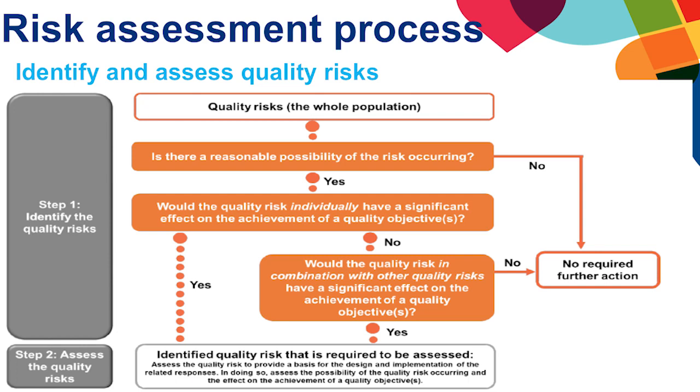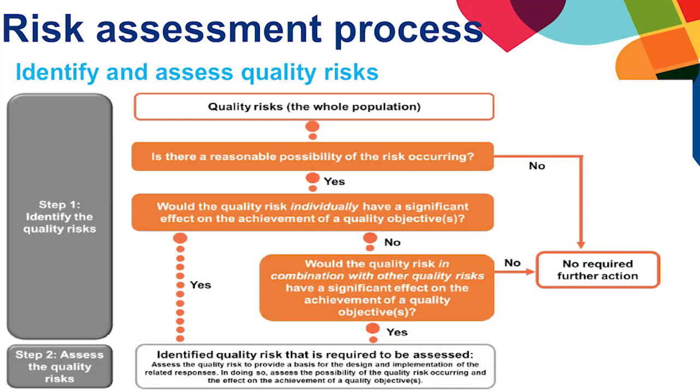If we go to it in a little bit more detail, we'll see on the left-hand side, you have step 1, identifying the quality risks. In asking yourself that question and in identifying the quality risk, you have to look at the whole population. You will have to look at the risks not only contained just in your firm, but also on an individual engagement level, be it an audit, be it a review engagement, be it a compilation of a financial statement. So once you have looked at the whole population and identified those risks or potential risks, you need to ask yourself the following question. Does this specific risk have a reasonable possibility of occurring?